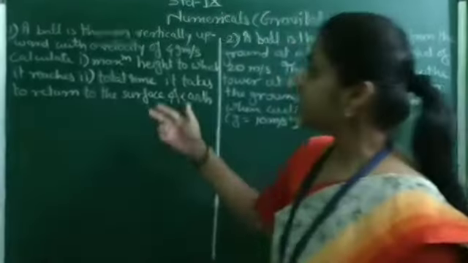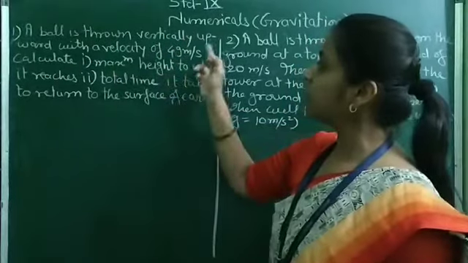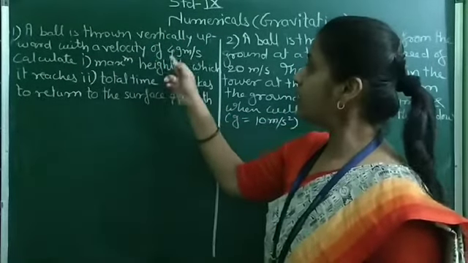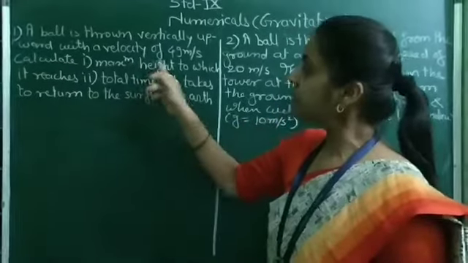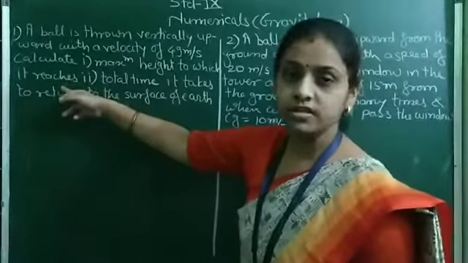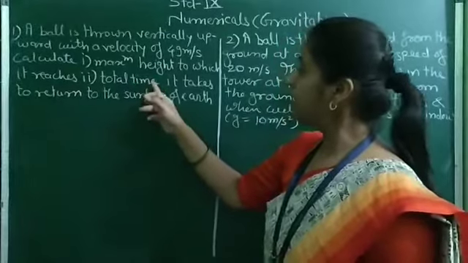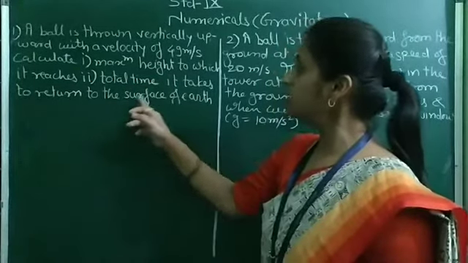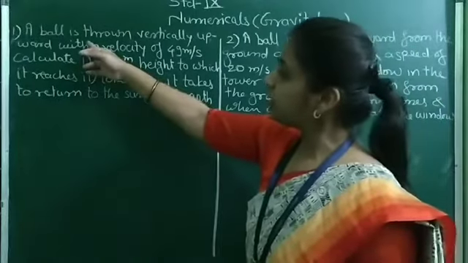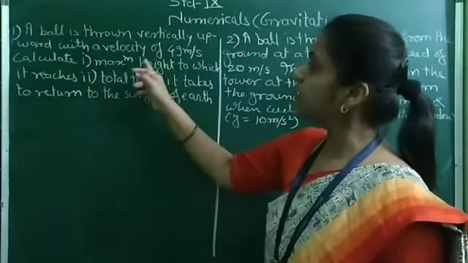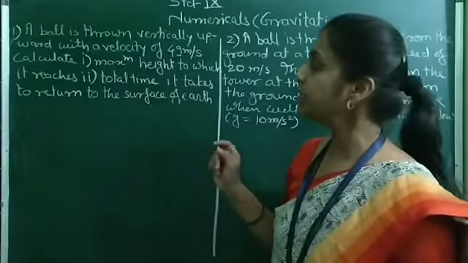Now, the next numerical is: a ball is thrown vertically upward with a velocity of 49 meter per second. Calculate, first, the maximum height to which it reaches, and second, the total time it takes to return to the surface of Earth. Now, first, what is given is that the ball is thrown vertically upward with a velocity of 49 meter per second.